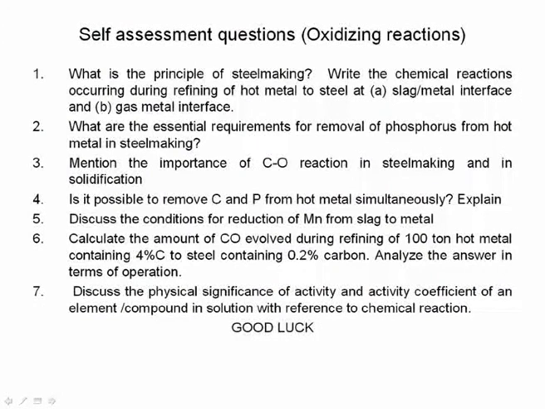Discuss the conditions for reduction of manganese from slag to metal. Calculate the amount of CO evolved during refining of 100 ton hot metal containing 4% carbon to steel containing 0.2% carbon. Analyze the answer in terms of operation. All that I wanted you to understand is how much CO will be evolved and what its implication is in terms of foaming of the slag and easy escaping tendency to the atmosphere.